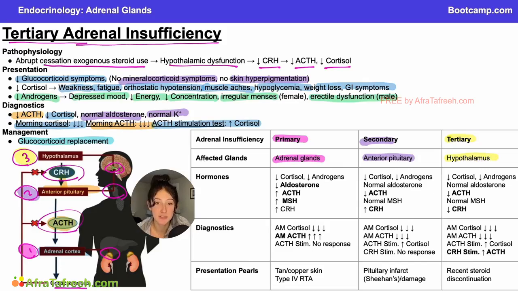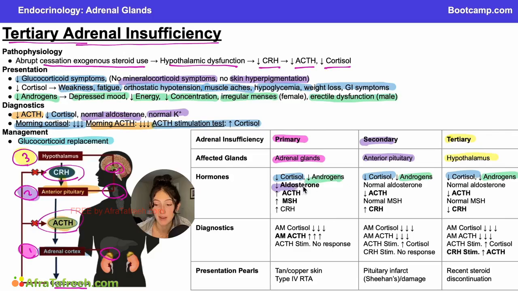Now, I've illustrated all of the different hormonal changes and diagnostic tests between each of these types of adrenal insufficiency. But the ones I want you to really pay attention to are the bolded ones, because those are what's going to help you differentiate between different causes of adrenal insufficiency. So decreased cortisol and decreased androgens are going to be ubiquitous to all of these pathologies. They're going to be decreased across the board. That's not really helpful for you to differentiate between different causes of adrenal insufficiency.